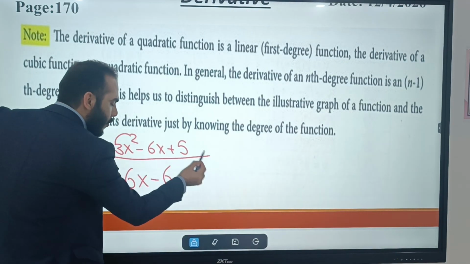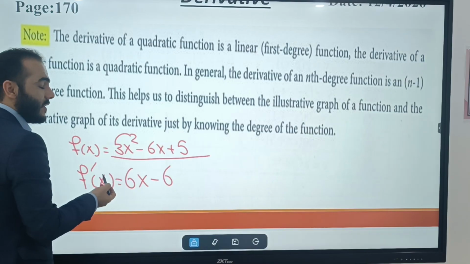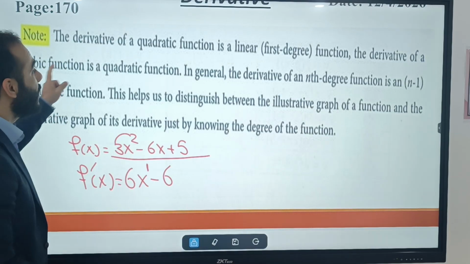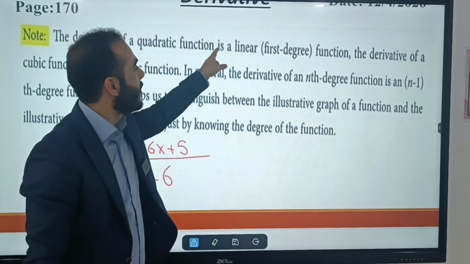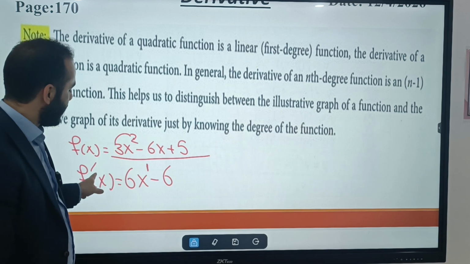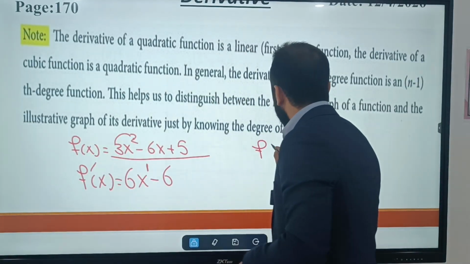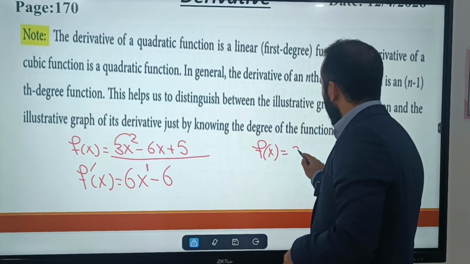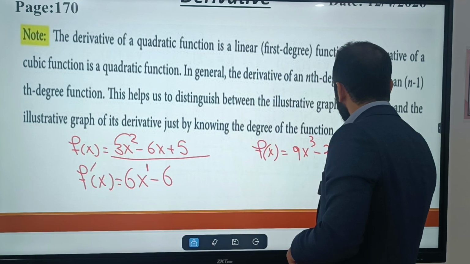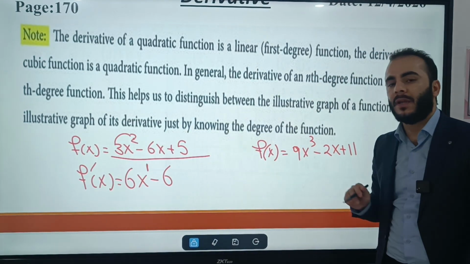So what kind of function is the original function? Quadratic. What kind of function is its derivative? It is linear. Why? Because the power is 1. That's why it says that the derivative of a quadratic function is a linear function. The original function is quadratic, but the derivative is linear. As well, if we have f of x equals 9x to the power of 3 minus 2x plus 11, that is a cubic function. How do we know that? Because the highest power is 3.